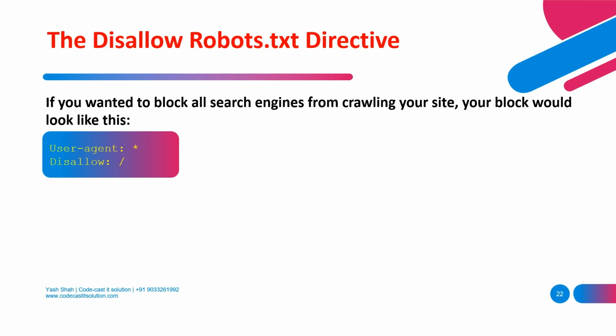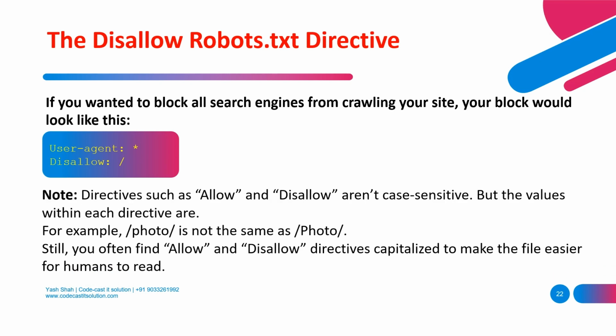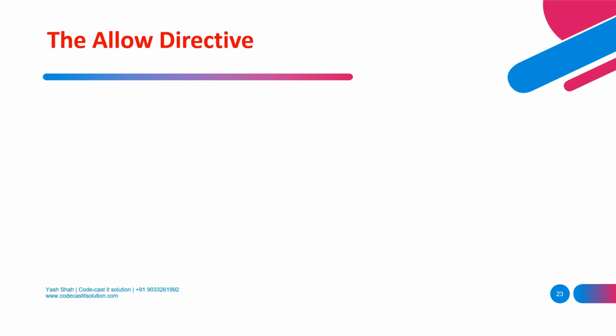Directives such as allow and disallow aren't case sensitive, but the values within each directive are. For example, /photo is not the same as /Photo. Still, you often find allow and disallow directives capitalized to make the file easier for humans to read.